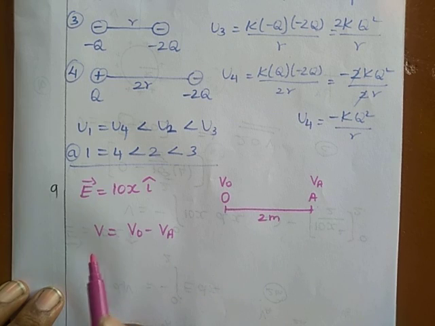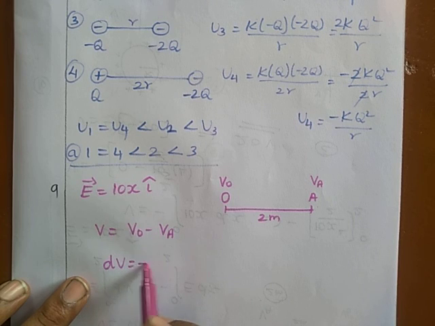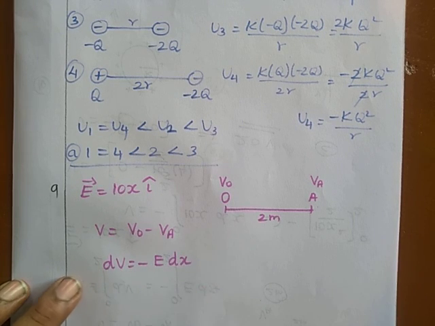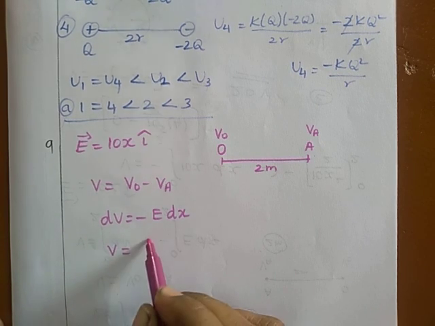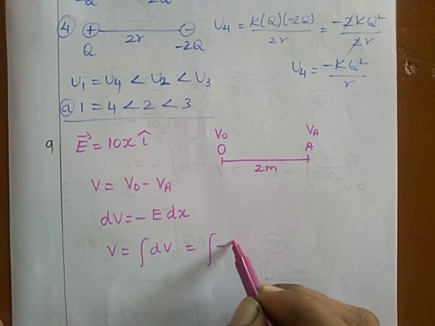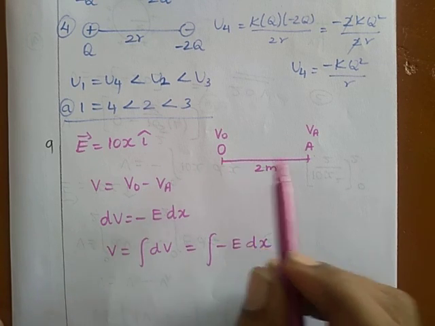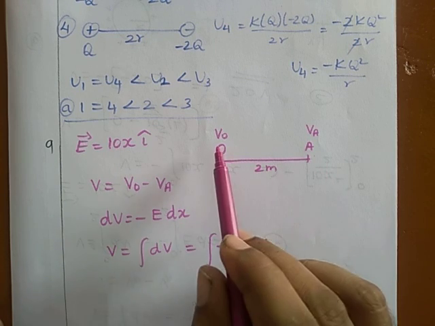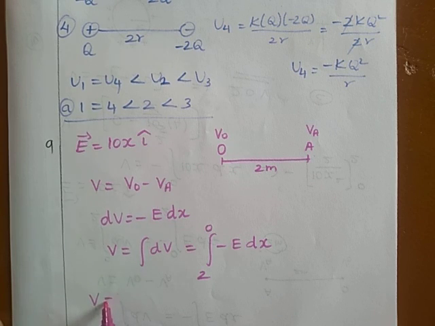We know the relation between the potential and the electric field, that is dV is equal to minus E dx. Then we can write V is equal to integration of dV, so integration of minus E dx. We are moving from point A to the origin. Point A is at a distance 2, origin is 0. Then the potential difference V is equal to minus integration from 2 to 0.